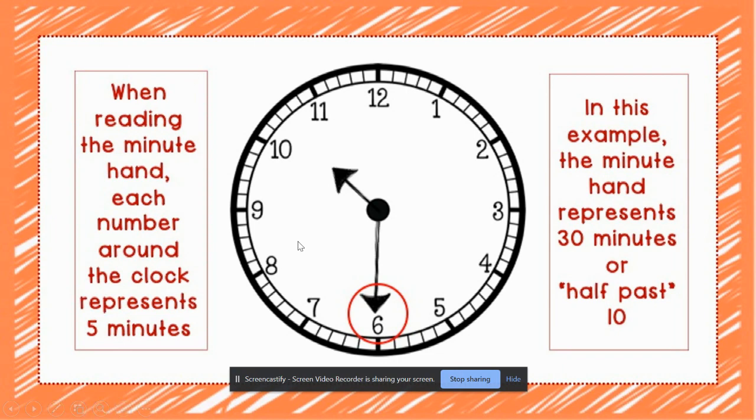So we do not read this as 10:06. That is not a number in time. Each of these jumps is worth 5. So you count by 5s to get to the number that your minute hand is sitting on.